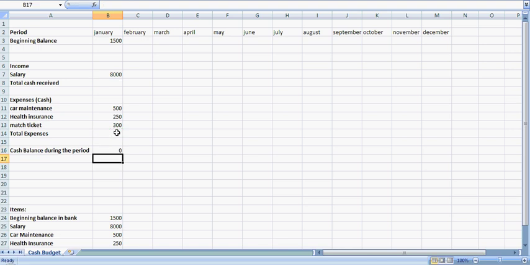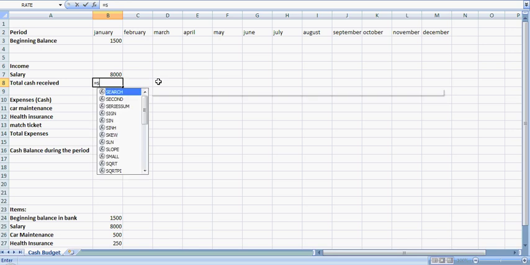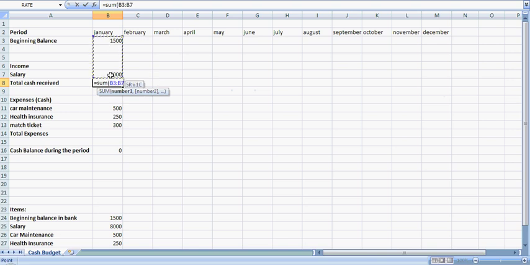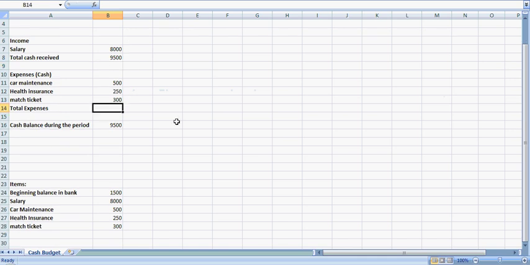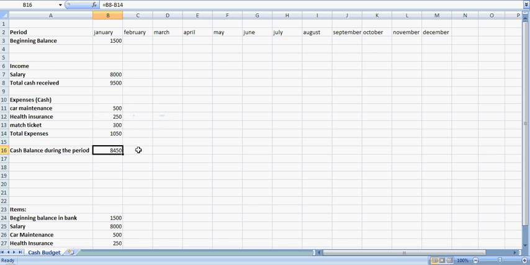Now, here, the cash balance during the period should be equal to the total cash we received minus the total expenses. Now we will adjust this cell later on, but let's have a look. Here we can start by the total cash received. This cell should include all the cash we received during the period. Therefore, it should be the sum of the beginning balance and the salary, which is the income. And then we come to total expenses, and it should be equal to all the expenses during the period. And we end up with the cash balance during the period.